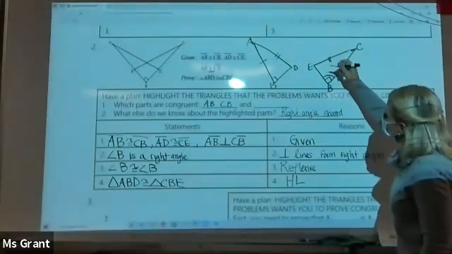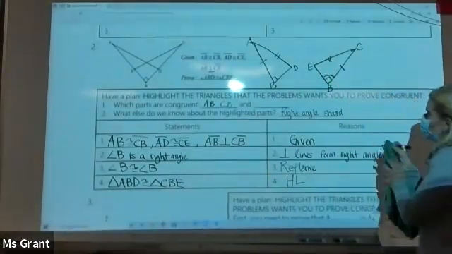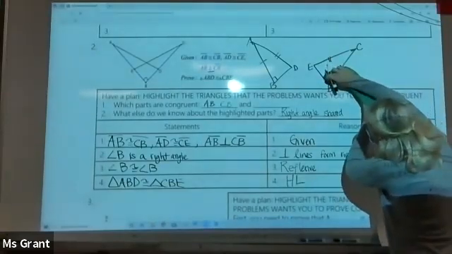I mean, I don't even need to do that. You just see that they're right angles. You don't make congruencies in hoop.